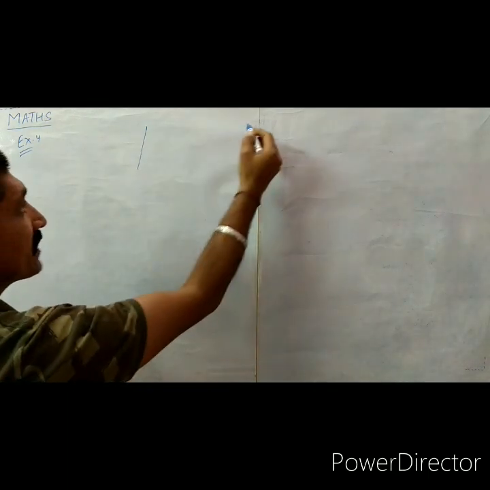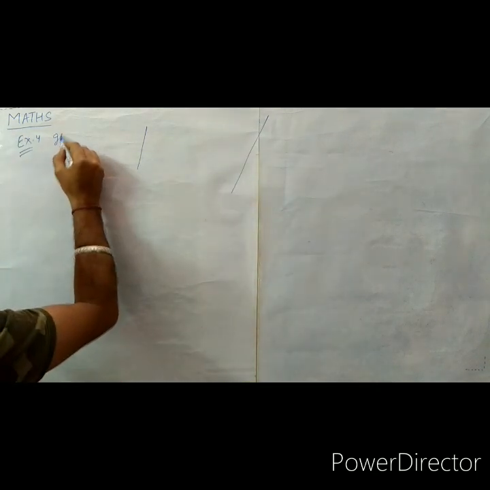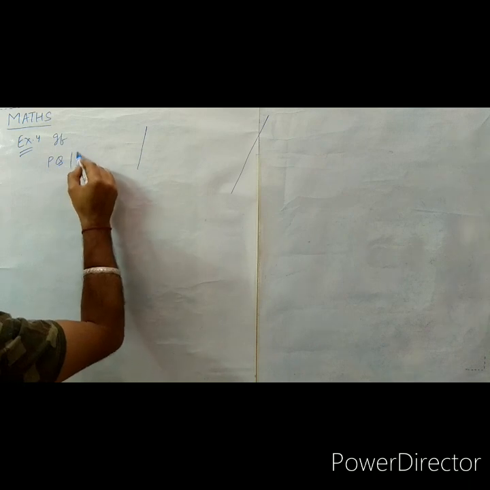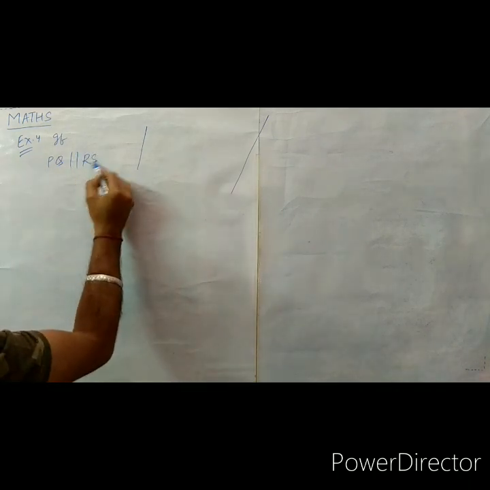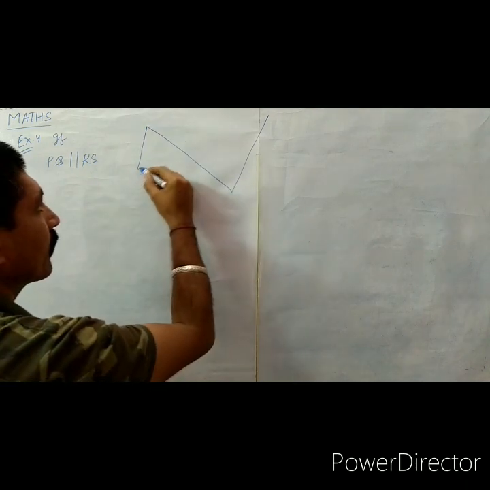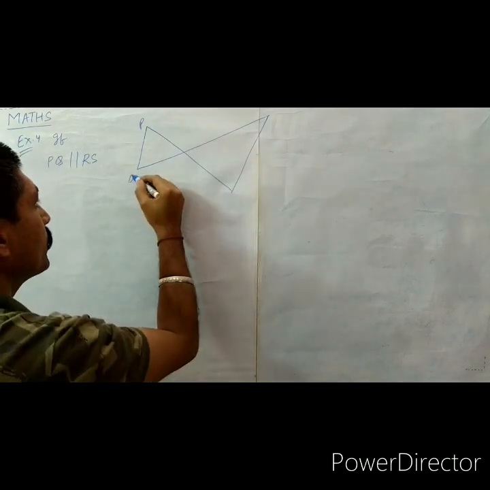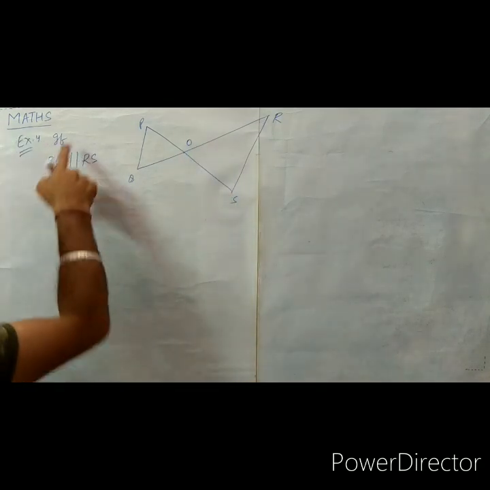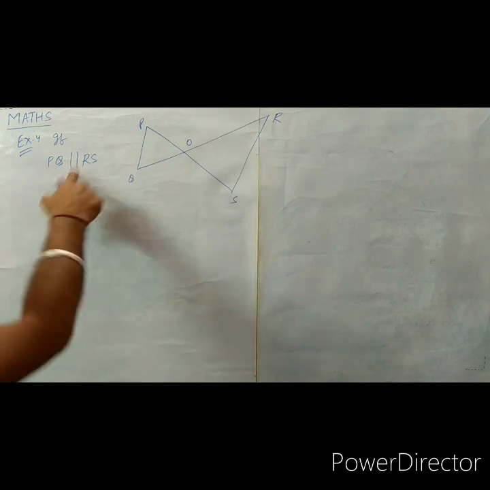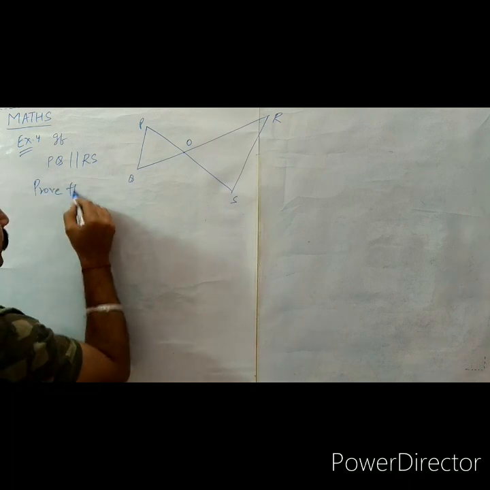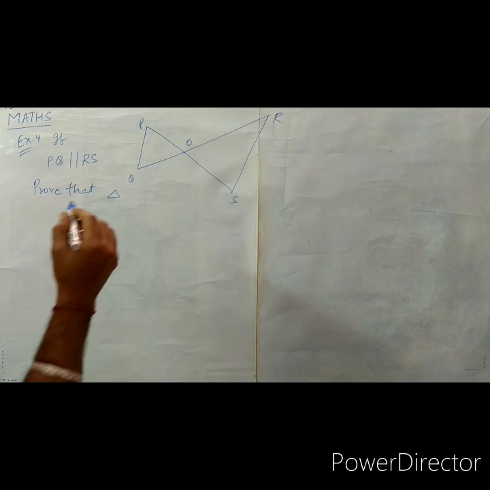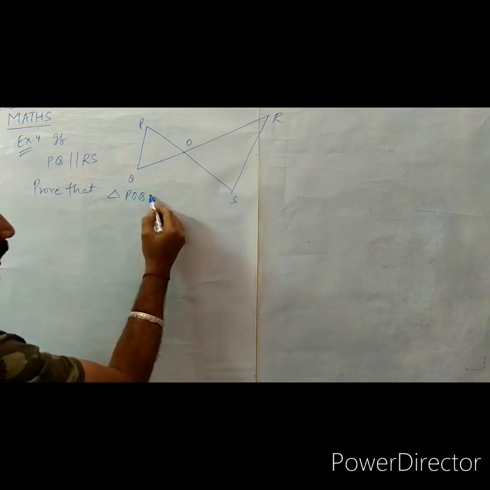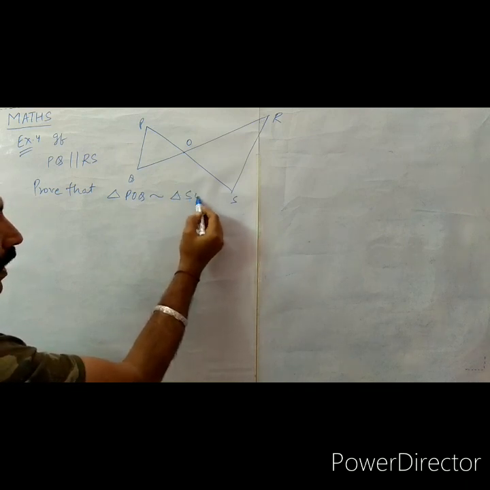Example number 4. Example number 4 says: given PQ is parallel to RS, where PQ and RS intersect at a point O. If PQ is parallel to RS, then prove that triangle POQ is similar to triangle SOR.